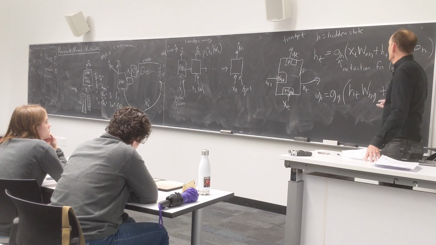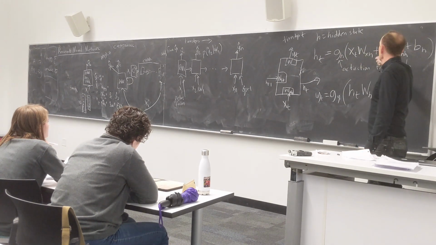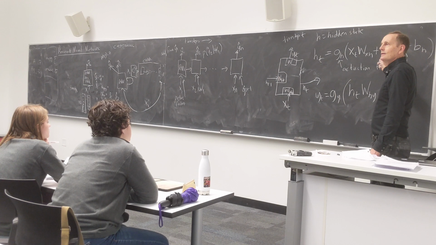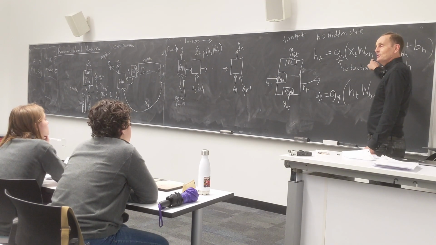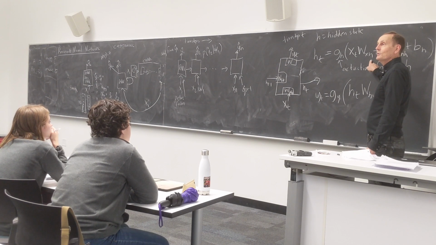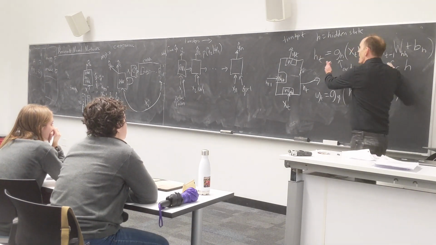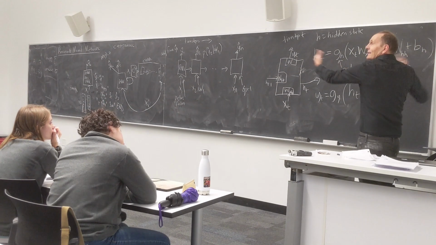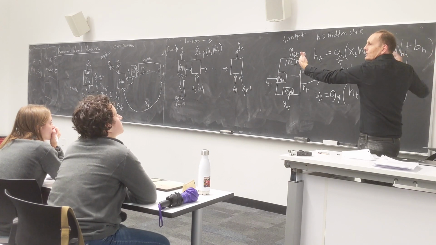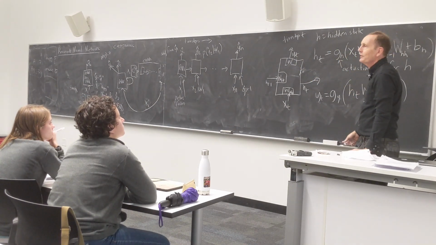Well, if we look at H sub T, we can see it's a function of H sub T minus 1. H sub T is a function of X sub T and H sub T minus 1. H sub T minus 1 is a function of X sub T minus 1 and H sub T minus 2. So H sub T is a function of all the X's. If we just expand this, we'll see there's an X1, there's an X2, there's an X sub T minus 1. All the X's are in there.